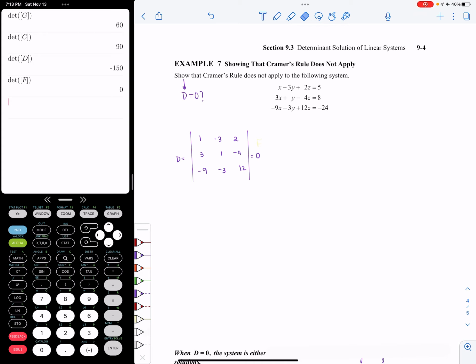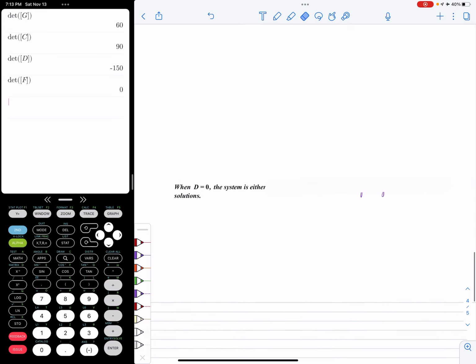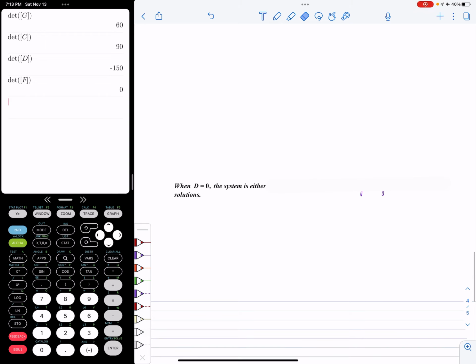So we can say that because that would cause a 0 in the denominator for each of the 3 pieces of my solution, this is not a valid way to find a solution. Again, when my determinant is equal to 0, the system is either going to be inconsistent or it's going to have infinitely many solutions. We just don't know which. We would need to solve it in another way.